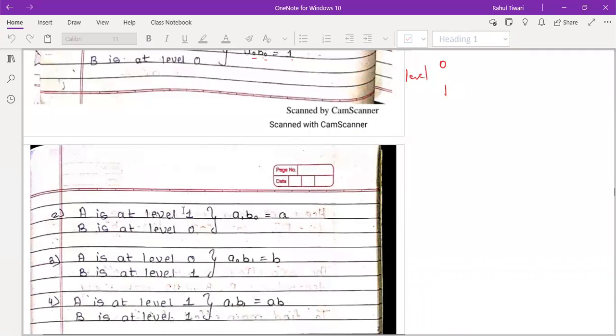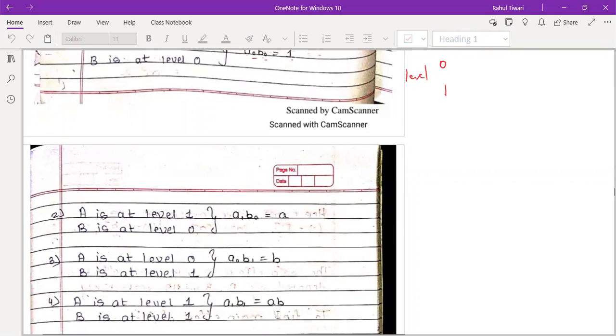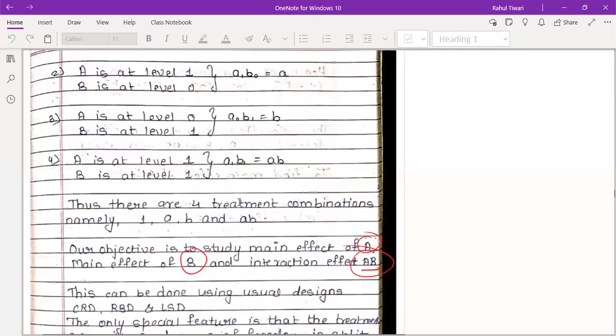Factor A at level 1 means present, so a will come. Factor B at level 1 means present, so b will come. Factor A at level 1 and B at level 1 means both are present, that means ab. So whenever it is 0, that means absent, and 1 means present. So we got a total of 4, 1, 2, 3, 4. These are basically not called factors, they are called treatments.